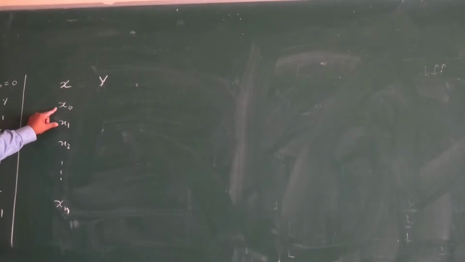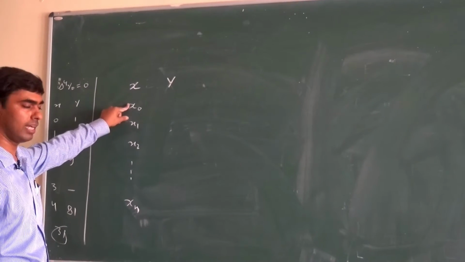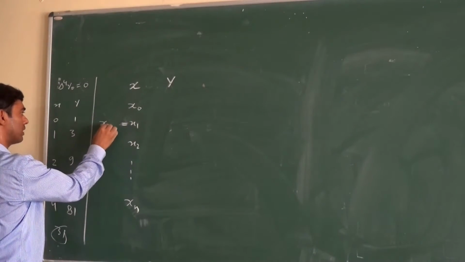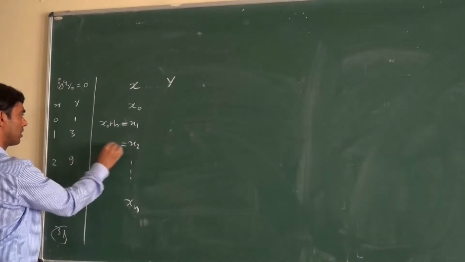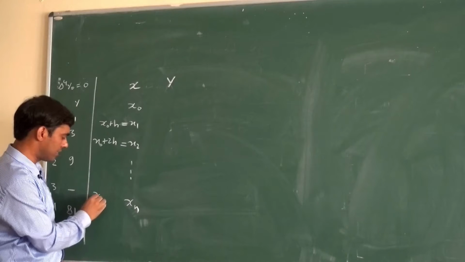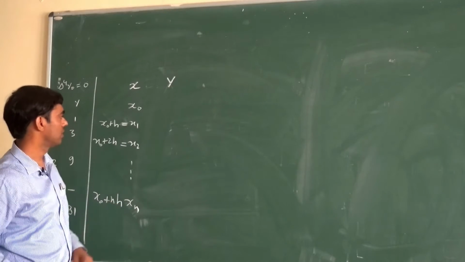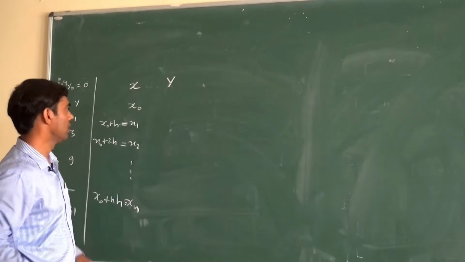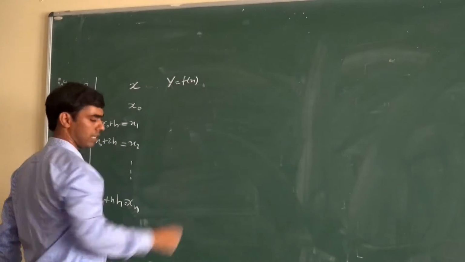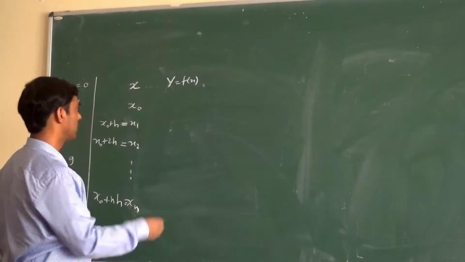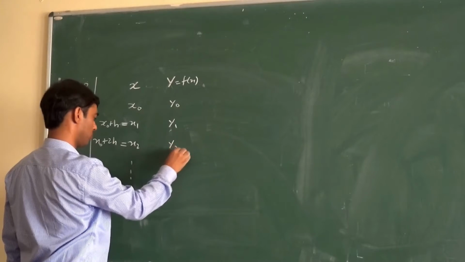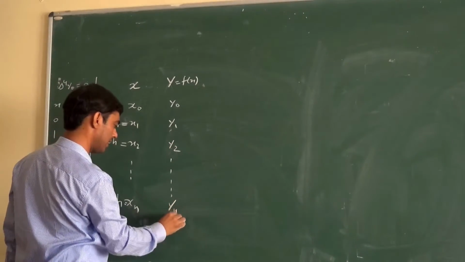Obviously, here the difference between x1 minus x0 is h, because we are defining the forward difference operator. So this one is x0 plus h, this one is x0 plus 2h, and this one is x0 plus nh. Now the corresponding values of y, which we can also write in terms of f, are y0, y1, y2, and yn.